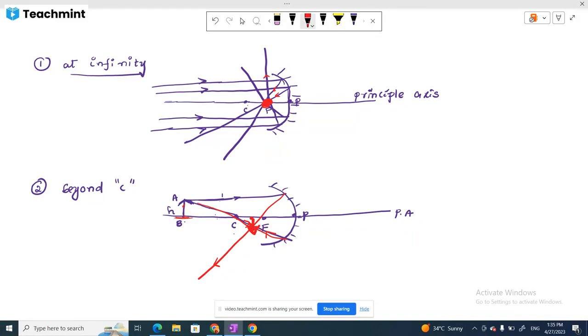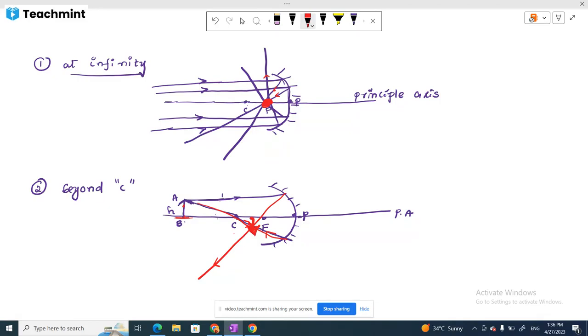What is the size here? When you compare with the previous case, the size of the image increased. Increased means here that it is diminished, whereas before it was highly diminished. What is the nature of the image? Real. Real means all reflected rays really meet at one point, that's why it is a real image. Every real image is inverted.